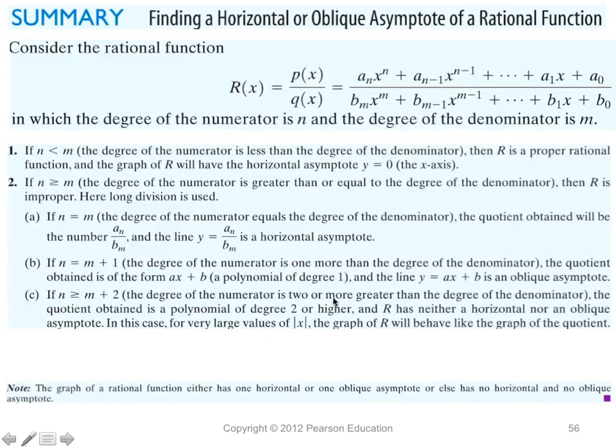And if the degree of the numerator is 2 or more greater than the degree of the denominator, which was like the last one that we just did, then the quotient that's obtained is not going to be either a horizontal or an oblique asymptote. Your graph will approach the equation of that parabola or whatever it is that you're talking about, but it's not actually going to be an asymptote.